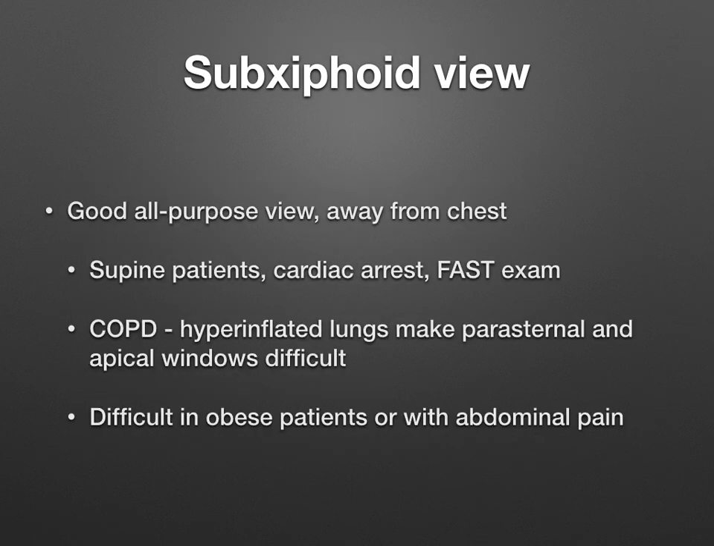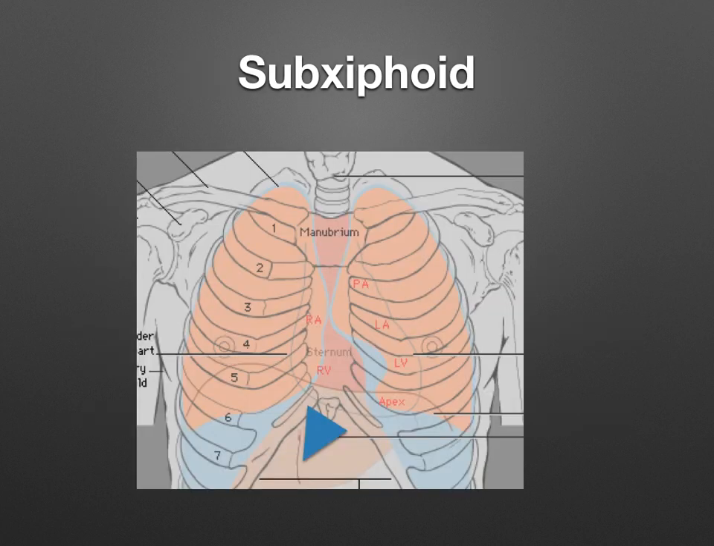It keeps the probe away from the chest, which means it's helpful in patients who are lying supine, patients who are in cardiac arrest where CPR is being performed, or as part of the FAST exam. It can also be helpful in patients with COPD where the lungs are very hyperinflated, making the parasternal and apical windows difficult. However, the subxiphoid view can be limited in patients who are very obese or in patients with severe abdominal pain. This is the probe positioning for the subxiphoid view.